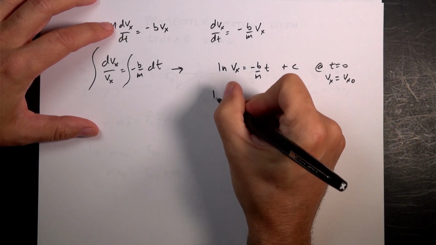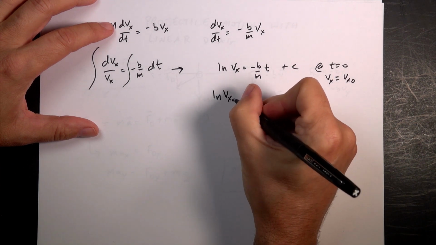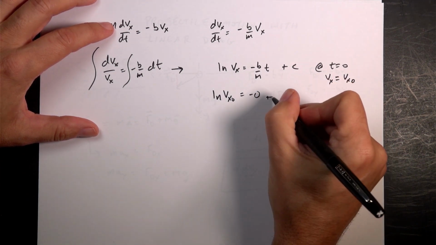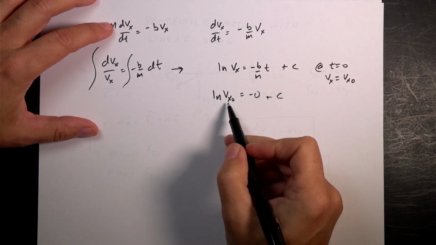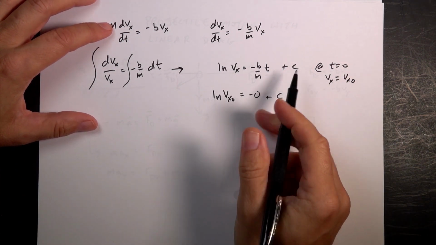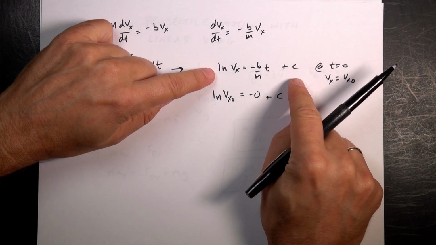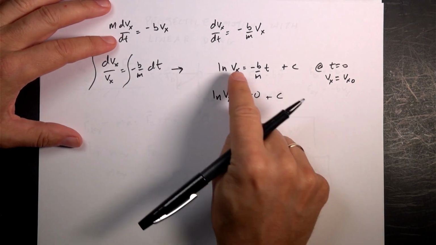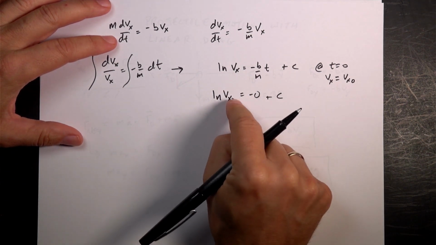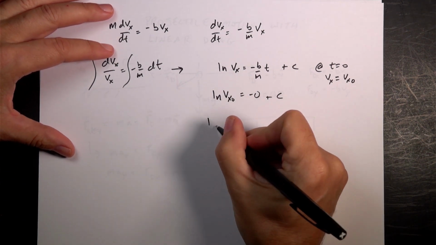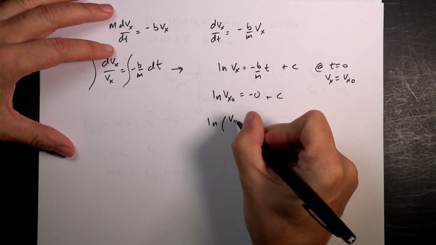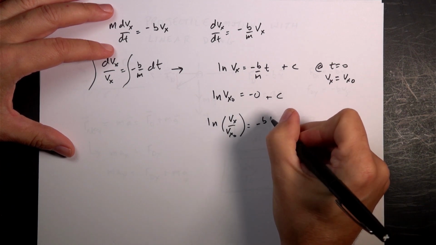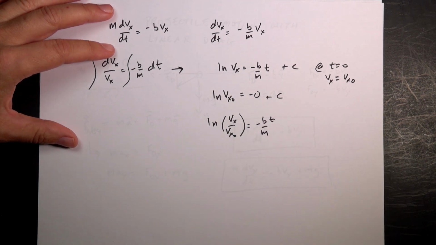So that gives me ln of vx0 equals negative 0, right? That's all 0, plus c. So c is going to be ln of vx0. Now, I'm just going to skip a step right here. If I subtract that from both sides, I get a difference of natural logs, which I can write as a ratio. So I get ln of vx over vx0 is negative bt over m.